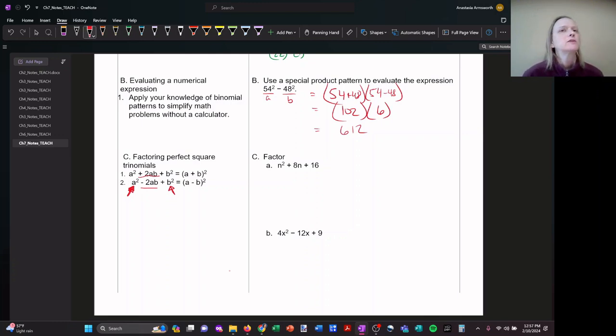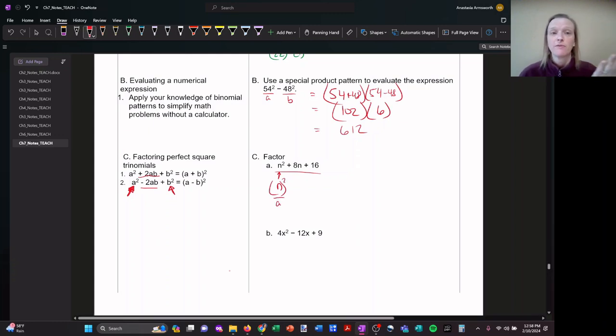So let's try to look at how to spot this. Here I'm given a trinomial. I'm going to look at that first term and see if it's a perfect square. It is. It's n squared. So this is potentially my A value for this factoring perfect square trinomials.